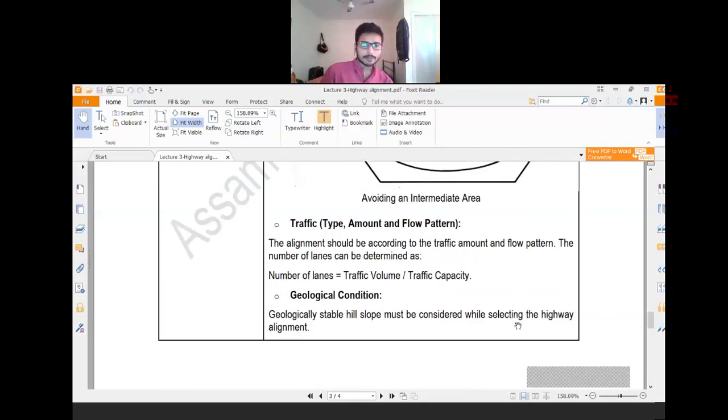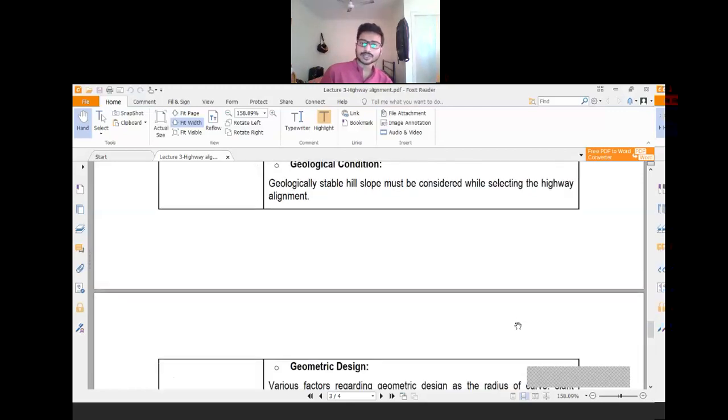So next topic is geological condition. Geological condition means existing features of the surrounding condition, like stability of the slope, presence of cross drainage work, presence of any hilly mountain pass, hilly areas, etc. These are the geological conditions.